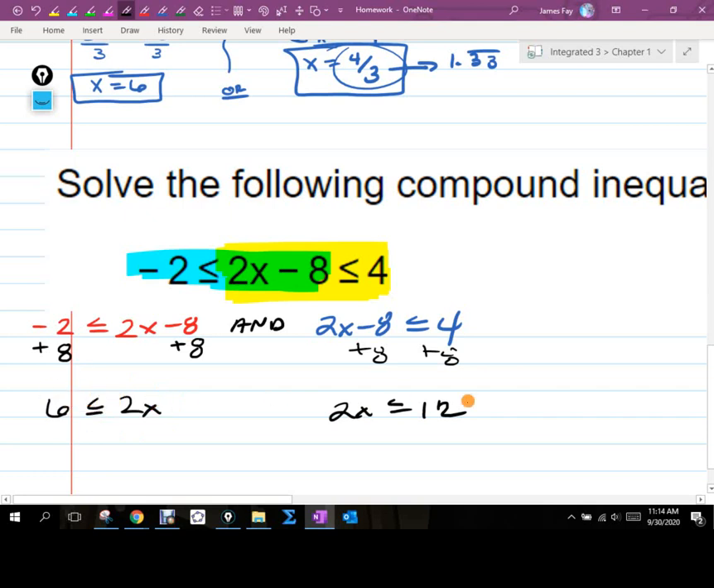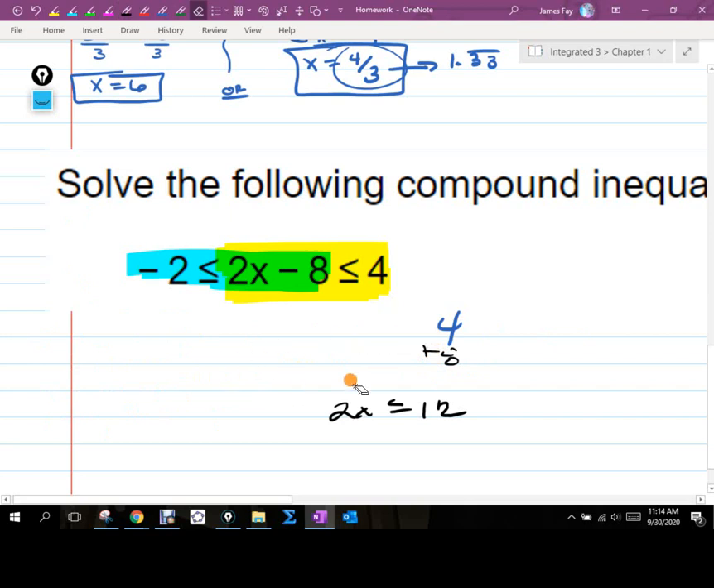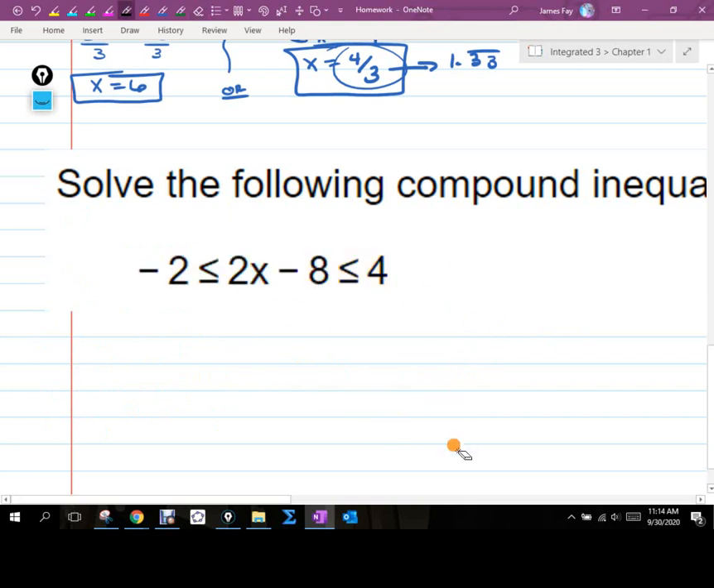Divide by 2 on both sides. What would you do over here in this one? Also divide by 2. So do you see that your steps were the same? Added 8 to both first, and then divided by 2. Does that make sense? So traditionally, because those steps are always the same, when it's presented to you like this, most people don't rewrite it as 2 statements.